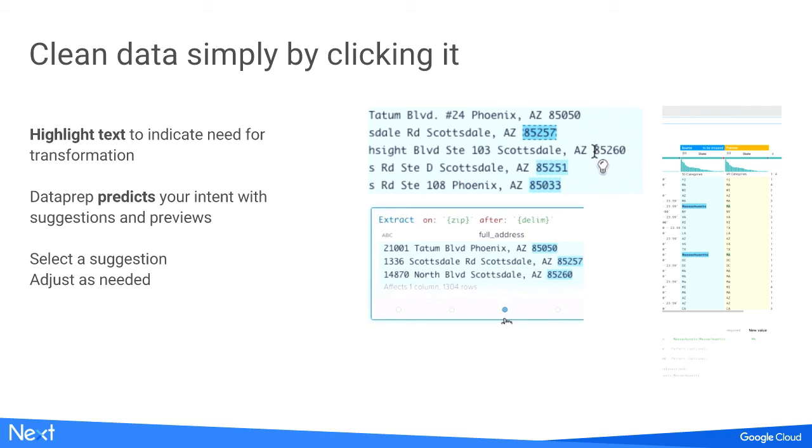And what data prep begins to do is suggest the transformation it thinks you're invoking by this highlight. It may take a highlight or two to arrive at precisely the transformation you want. These suggestions are shown at the bottom, and you'll see that they have sub-suggestions within a suggestion. So you can alter the suggestion as necessary and then apply it to your data set.